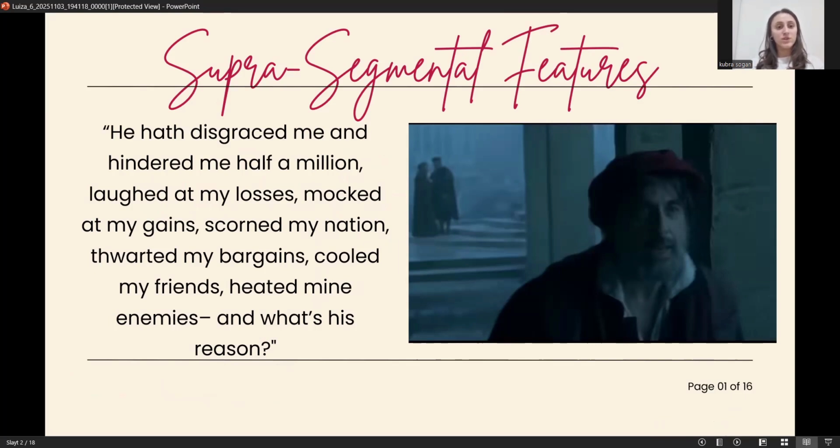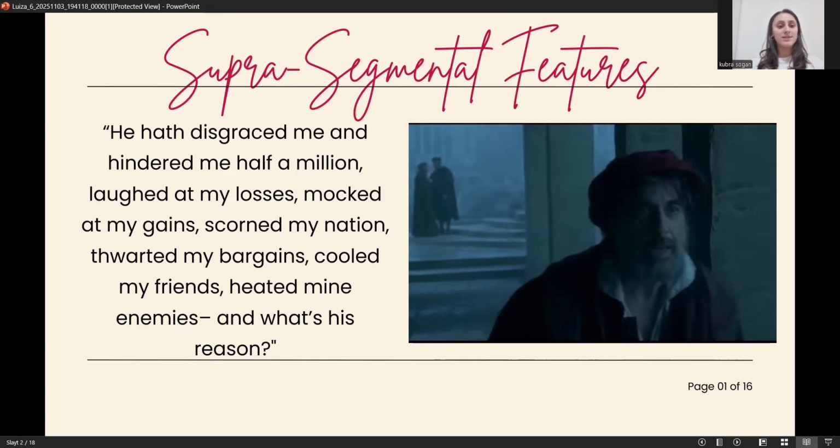Now I will try to read this excerpt from Shakespeare's play, The Merchant of Venice, in a robot voice. He had disgraced me and hindered me 500,000, laughed at my losses, mocked at my gains, scorned my nation, thwarted my bargains, cooled my friends, heated mine enemies, and what's his reason? As you hear, it sounds unnatural because humans don't speak like robots.